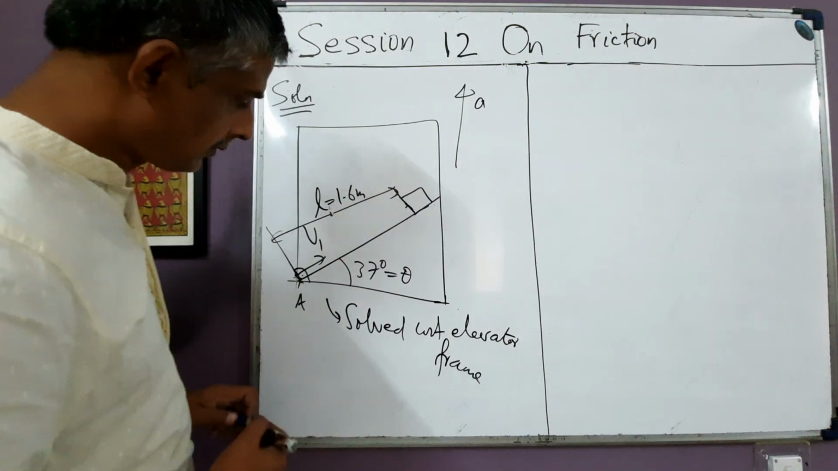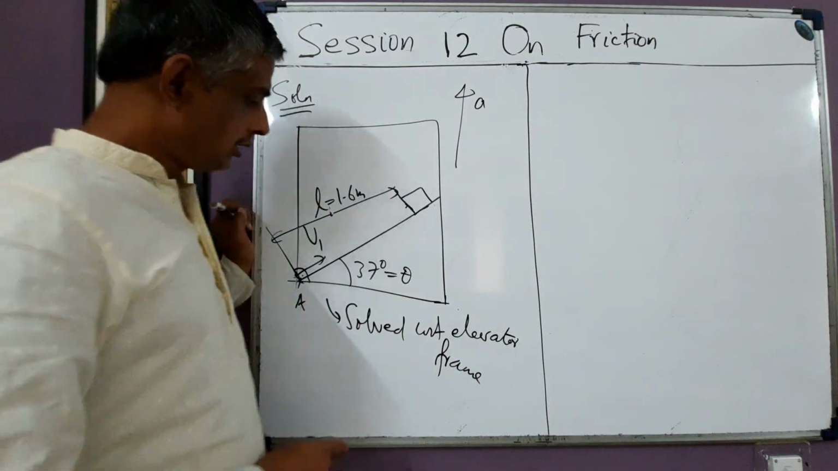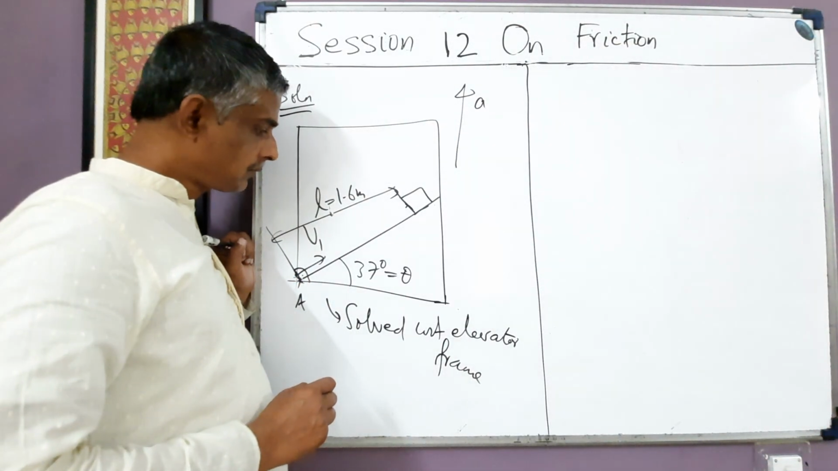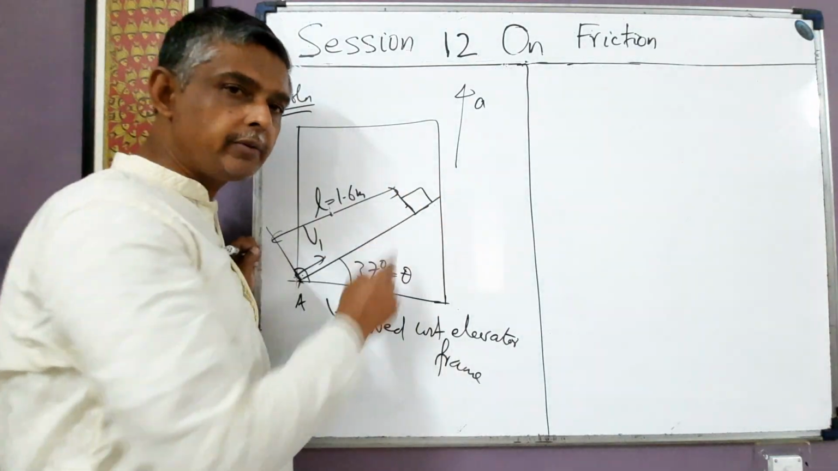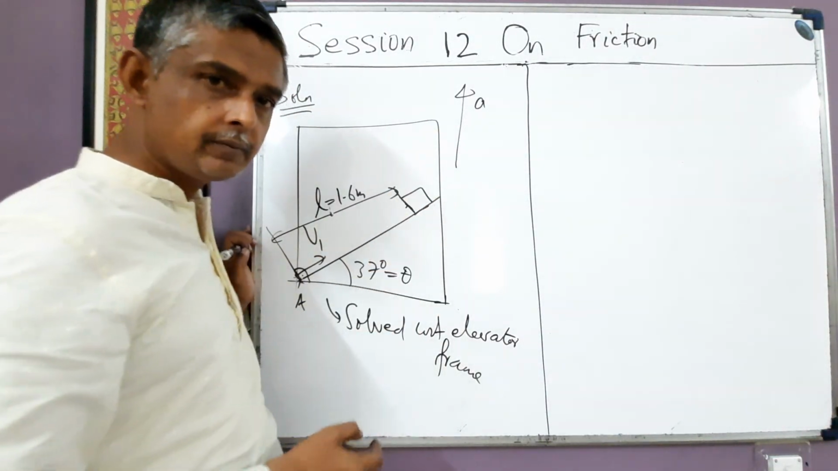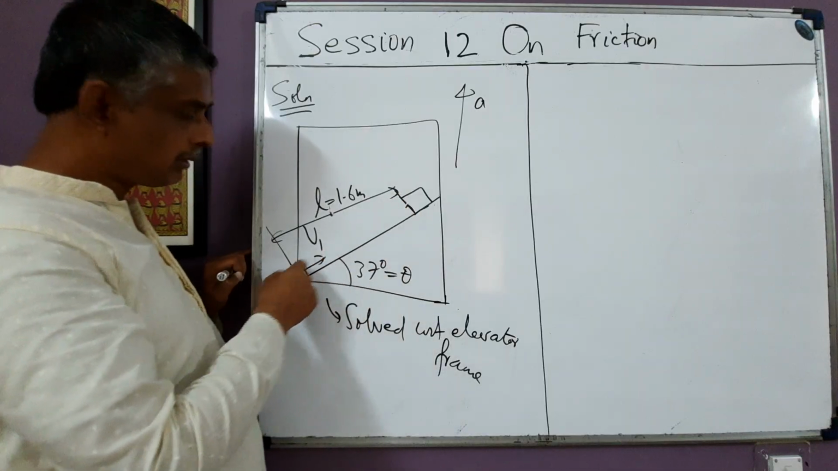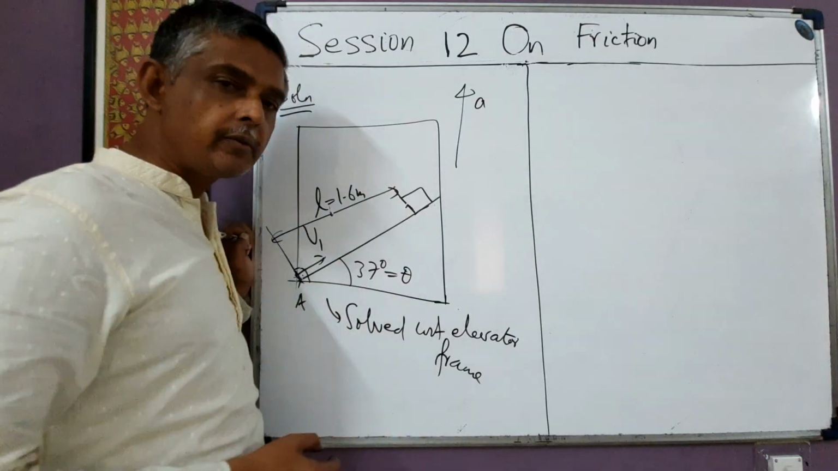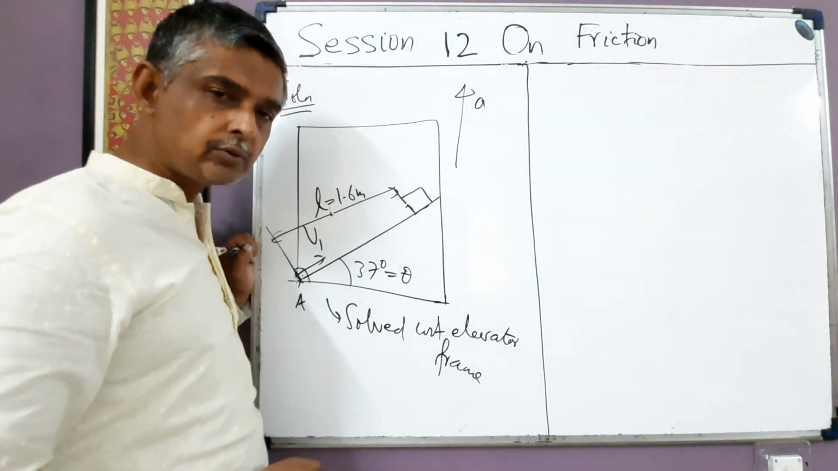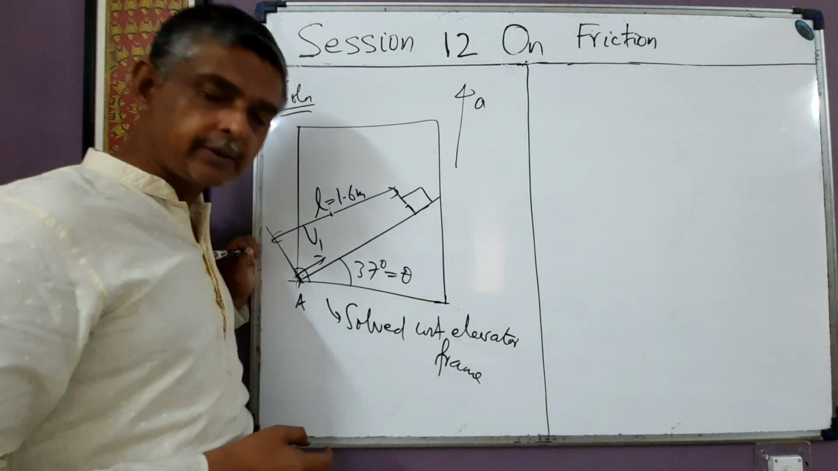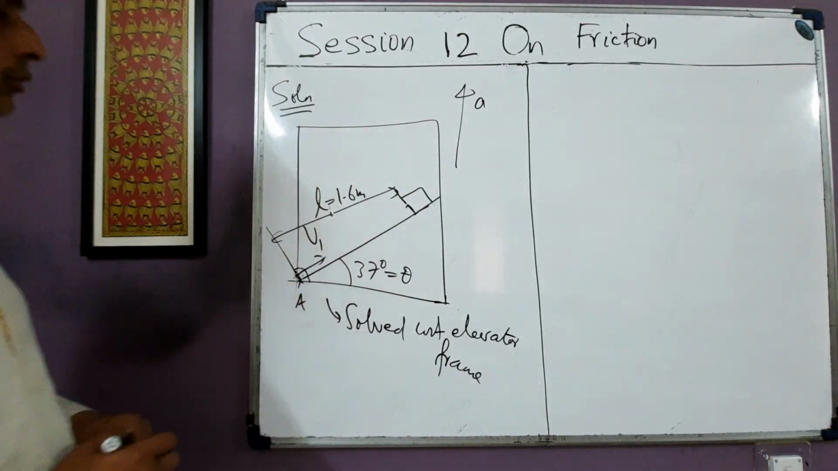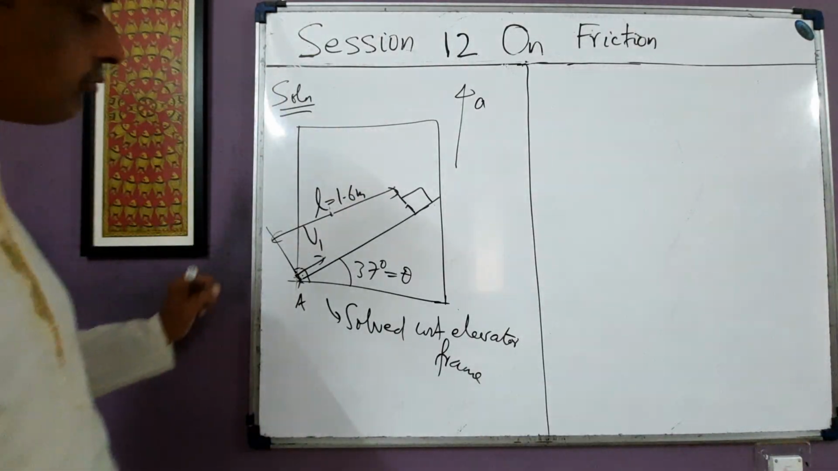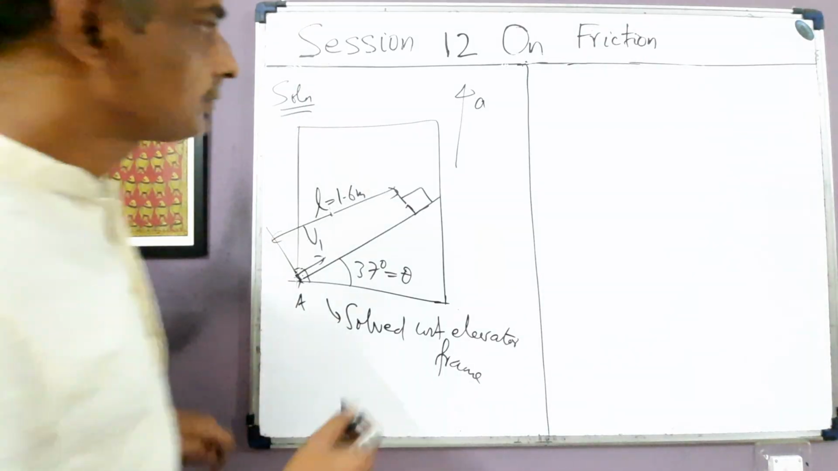Now see, there are two phases of motion of the block with respect to the elevator. First is while it is moving up the board, the upward journey, and then it begins to move down the board, the downward journey. I will analyze both the motions separately. So now let us consider the upward journey of the block with respect to the elevator. Case 1.